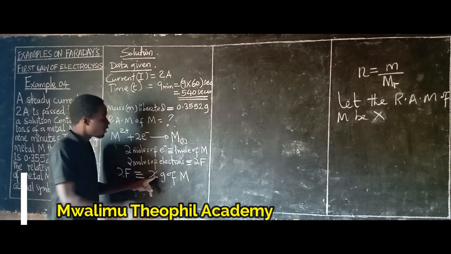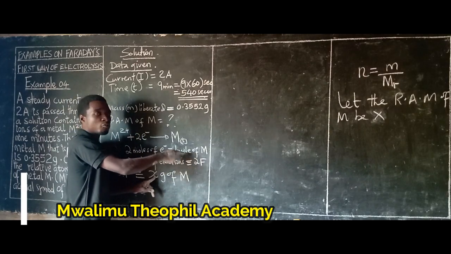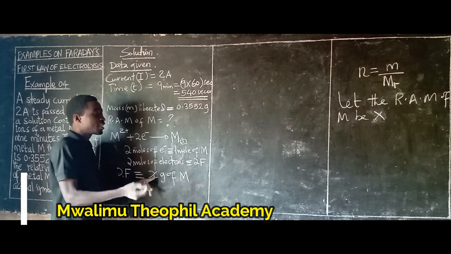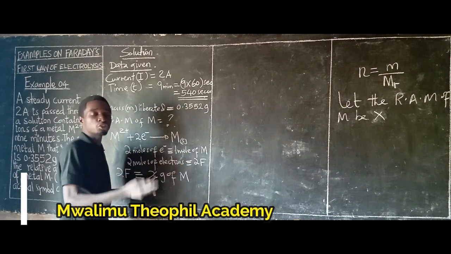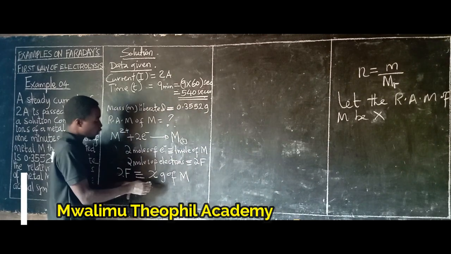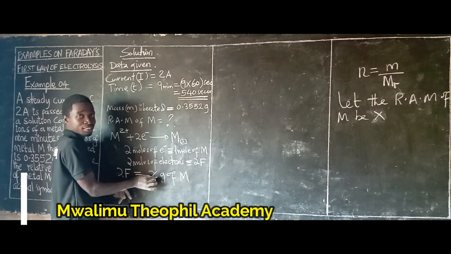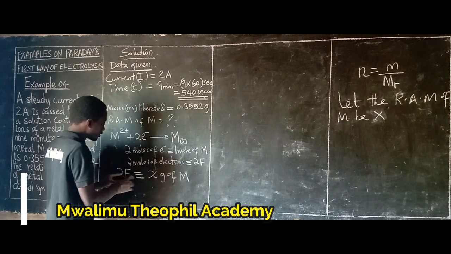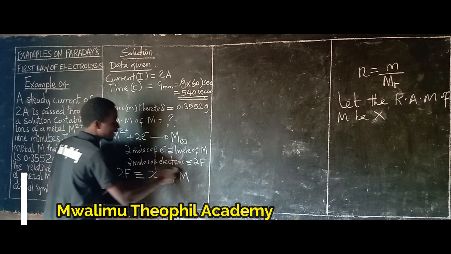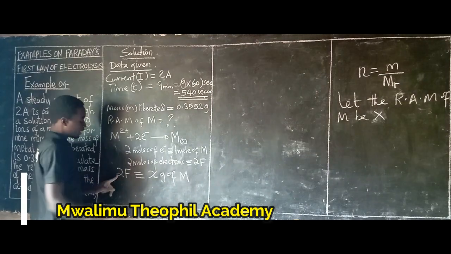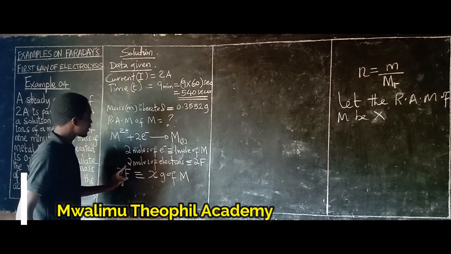As we have said, for us to get 1 mole of metal M, the mass of metal M is equal to its relative atomic mass. That is why I have put its relative atomic mass here, X. Now, this is according to the standard balanced chemical equation. Now let us relate it with the data which we have.